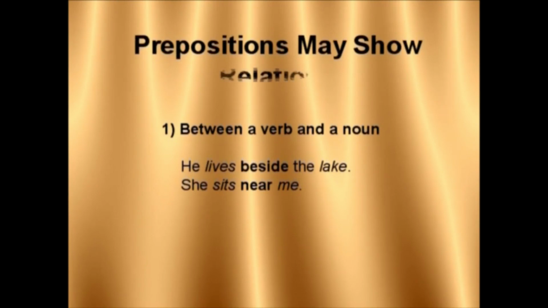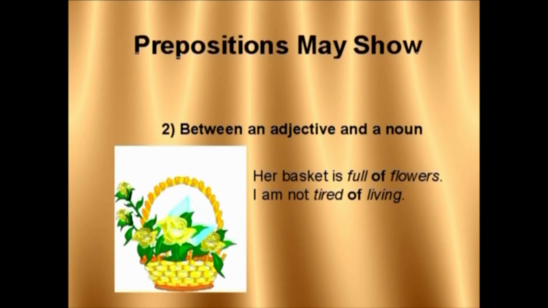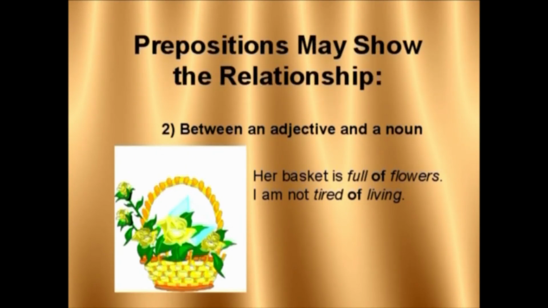As mentioned in our definition, prepositions may show the relationship between a verb and a noun. He lives beside the lake. She sits near me. In these examples, beside shows the place relationship between the verb lives and noun lake. Between an adjective and a noun: her basket is full of flowers. I am not tired of living. The preposition of shows the relationship between the adjective full and the noun flowers, and the adjective tired and the noun living.